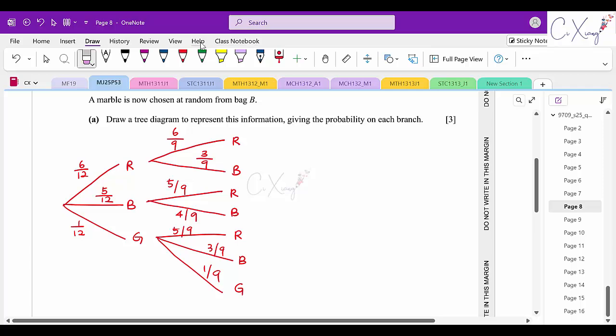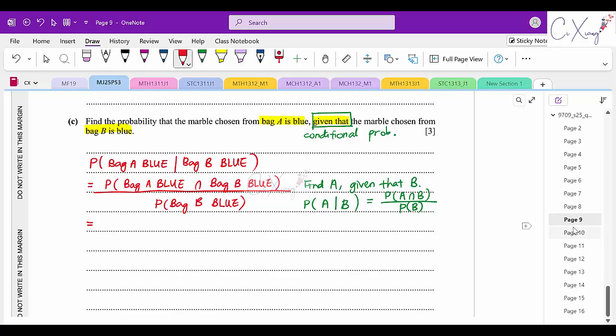Why is the outcome that you're having both are blue color? That means this one blue and also blue. Calculate the probability by multiplying the probability along the branches, along the pathway. You're having 5 over 12 multiply with 4 over 9. So 5 over 12 multiply with 4 over 9.